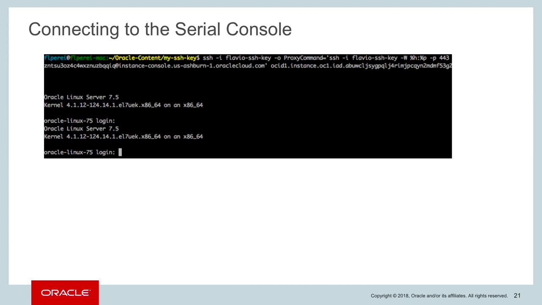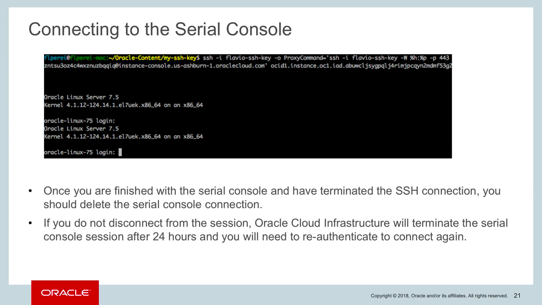So for security reasons, when you finish with the serial console, when you finish your troubleshooting set, please go ahead and terminate the SSH connection and delete the serial console. You don't want to leave the serial console active on your instance for security reasons. And if you do not disconnect from the session, OCI will terminate the serial console after 24 hours, and then you need to re-authenticate to connect again in case you need access.